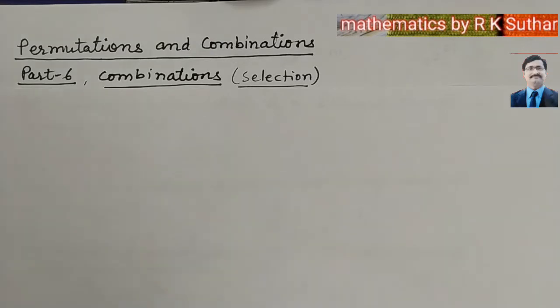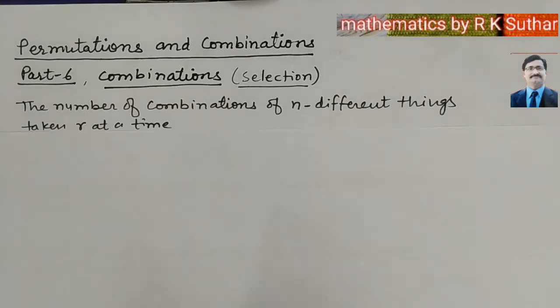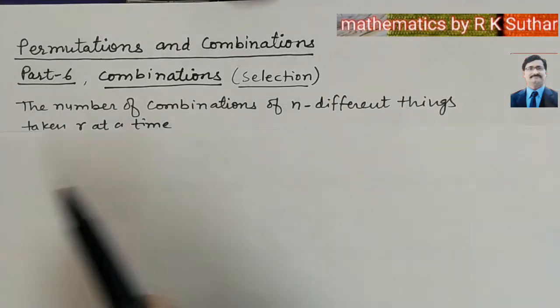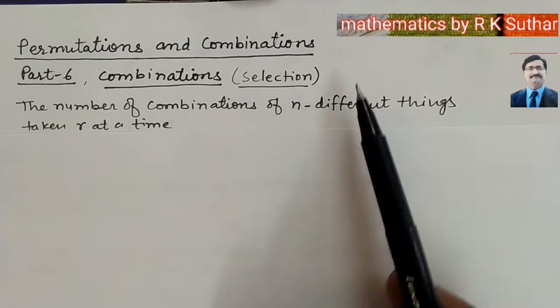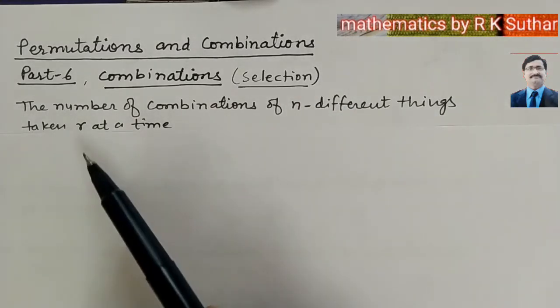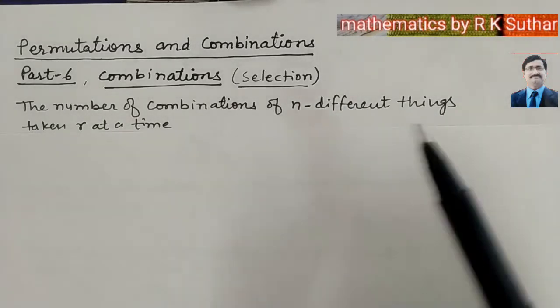Combinations means, in simple words, the selection. We have to do the selection. Here the order of the elements or objects is not necessary. Okay, you only have to do the selection. So look here, the number of combinations of n different things taken r at a time: from n we have to take r at a time and do the selection.